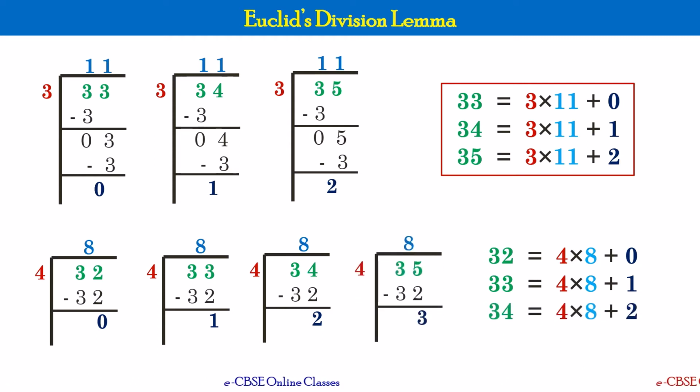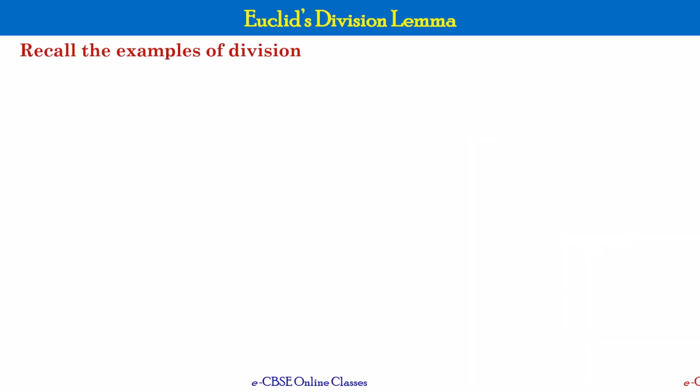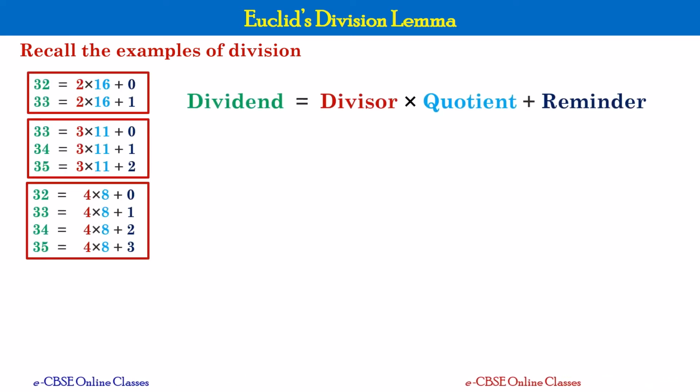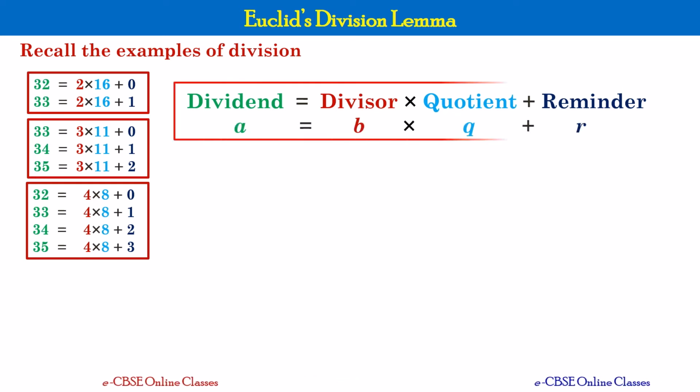And lastly, let us try dividing 35 with 4. We are left with remainder 3 and quotient 8. So 35 is equal to 4 into 8 plus 3. So let us try to recall all the examples of division that we have tried so far. So here those are, and what we can see here, we can write dividend is equal to divisor into quotient plus remainder. So A is equal to B times Q plus R.